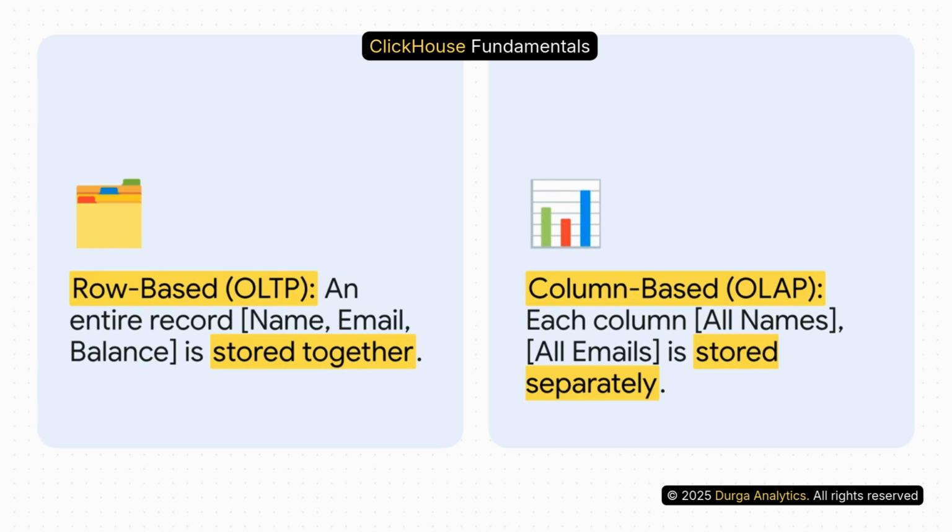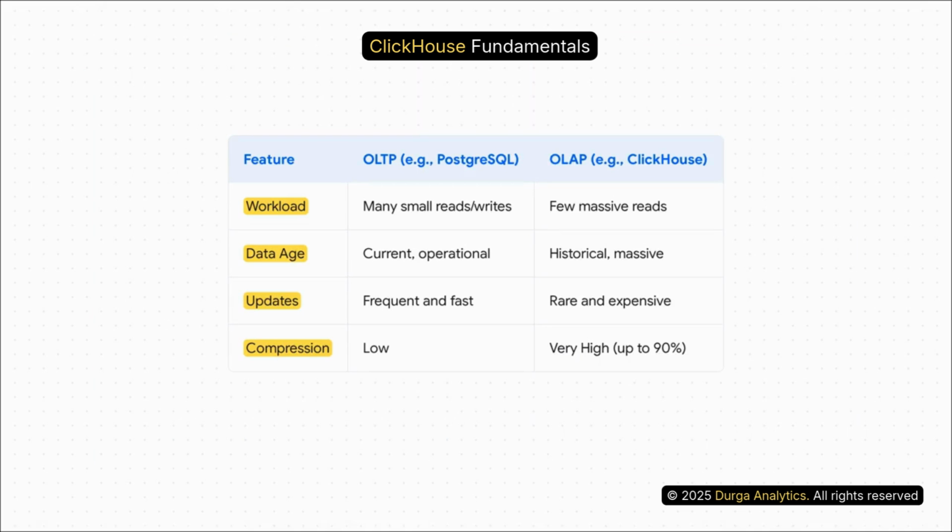Now look to the right. A column-based OLAP system stores all the values for a single column together. It is a fundamentally different physical layout. And this table just summarizes it perfectly. OLTP systems like Postgres, they handle current operational data with frequent updates. OLAP systems like ClickHouse, they're for massive historical archives where updates are pretty rare. And notice that last line, compression. We're going to come back to this, but that column-based layout allows for shockingly high data compression.